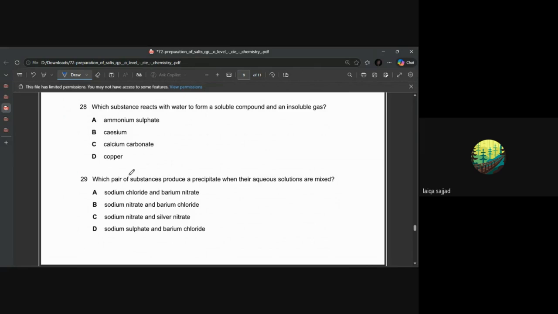Cesium, the correct option is actually cesium. When it reacts with water, it forms a very strong base, which is cesium hydroxide, and hydrogen gas will also be released. So if we have cesium, which is Cs, you react it with water, you will get cesium hydroxide and hydrogen gas will be released.